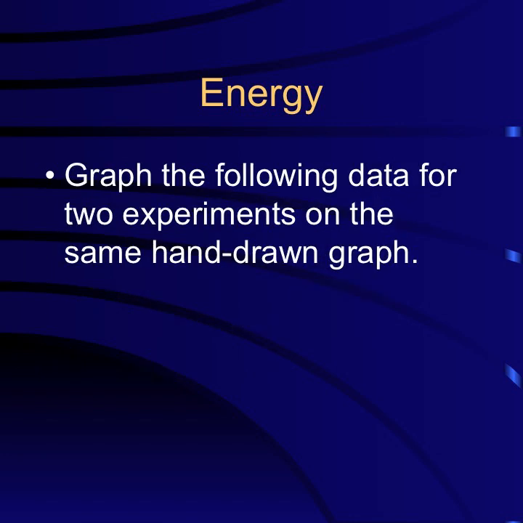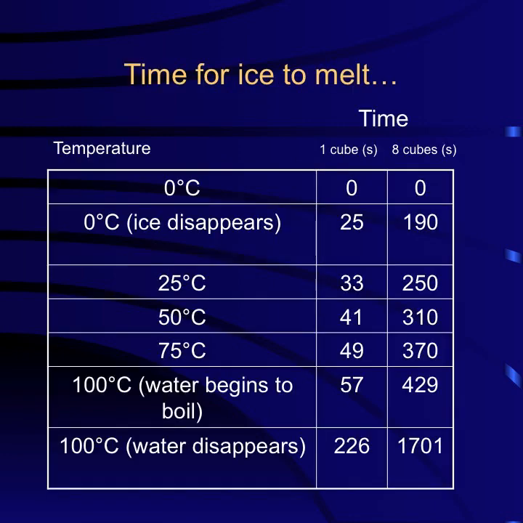I want you to graph the data that's on the next slide. It shows 2 experiments' data, and I just want you to do a rudimentary hand-drawn graph. Don't use a graphing calculator. I want you to think about what's going to go on your x-axis and what's going to go on your y-axis, and think about what happens as you look at this data. So just on your normal notebook paper, take a look at this slide, and I've given you the temperature and the time that it takes in seconds for 1 cube to go through this temperature range and for 8 cubes to go through this temperature range.